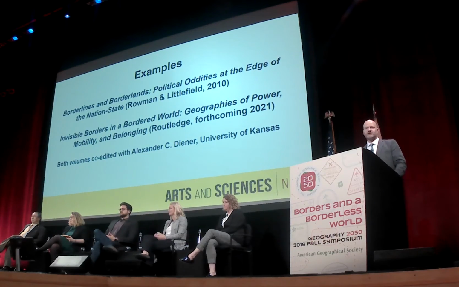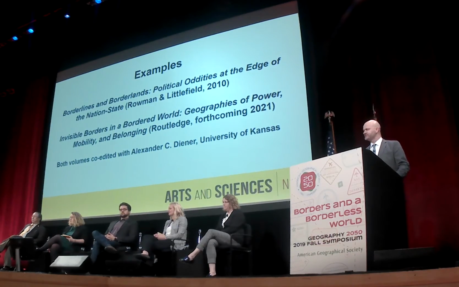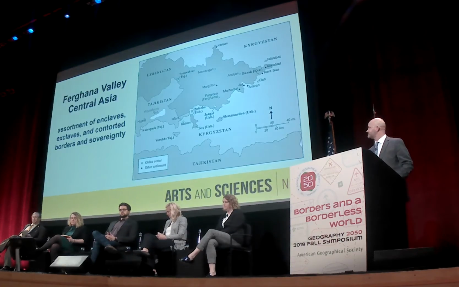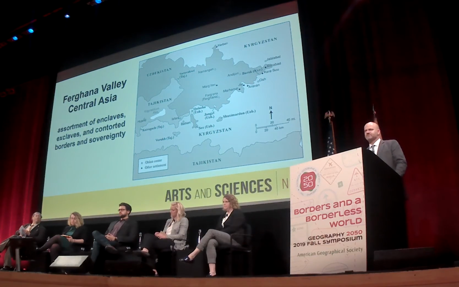So I'm going to talk through some examples as part of two research projects that we're working on with Alexander Diener, who's just on stage. One was a book that we published a couple years ago, and one we're currently working on, and hopefully I'll have out in a couple of years. So what do we mean? What might be an anomalous border?